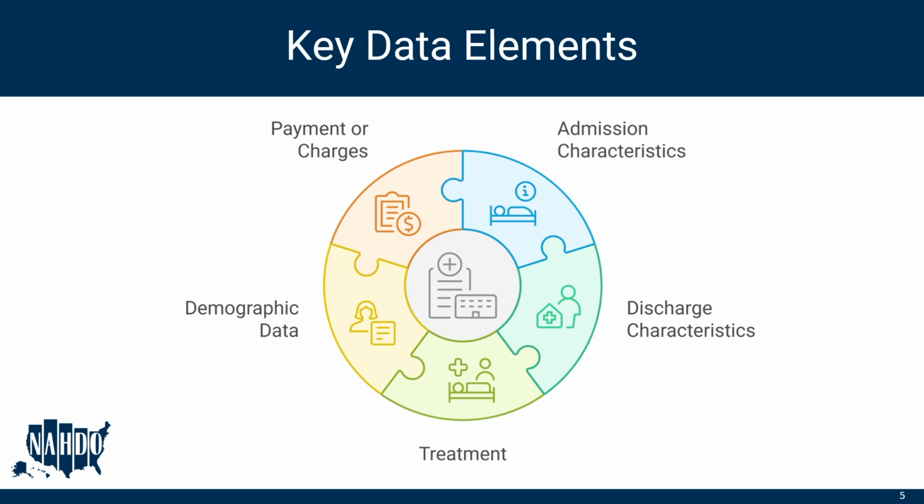These elements can be broadly categorized as admission characteristics, like the date and time of admission, the admitting physician, the source of admission, like the emergency department or a transfer from another facility, and admitting diagnosis. Discharge characteristics, such as the date and time of discharge, the discharge status, meaning where the patient was discharged to. For example, home or a rehabilitation facility, and discharge diagnoses. Detailed information about the patient's treatment during the hospitalization.